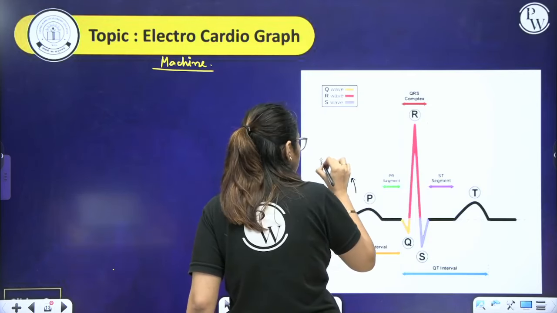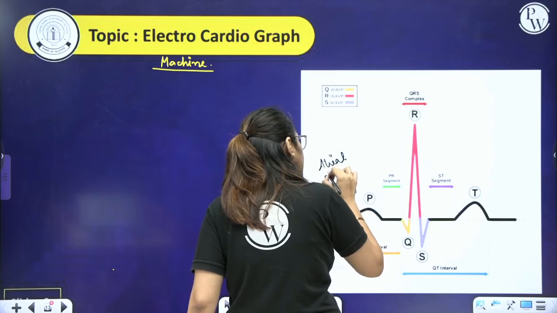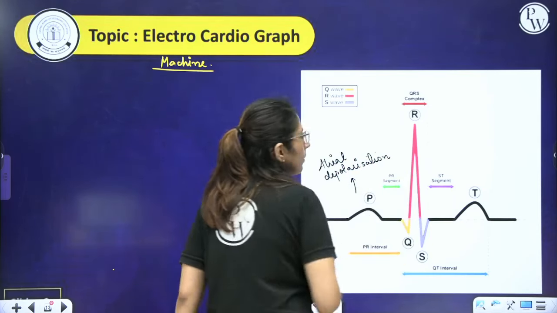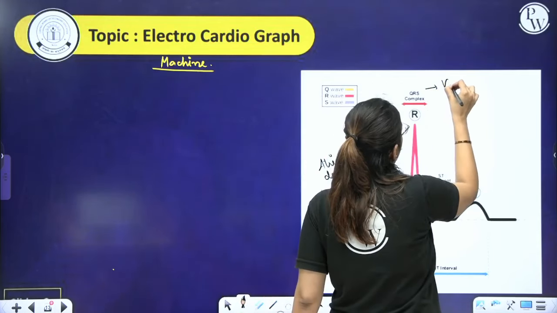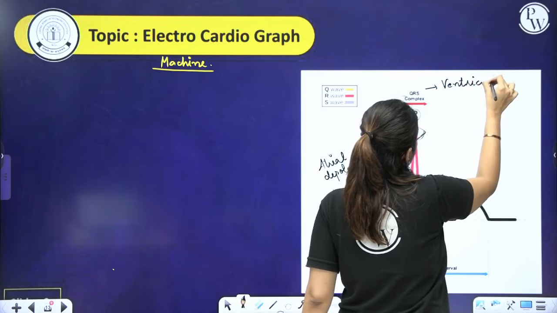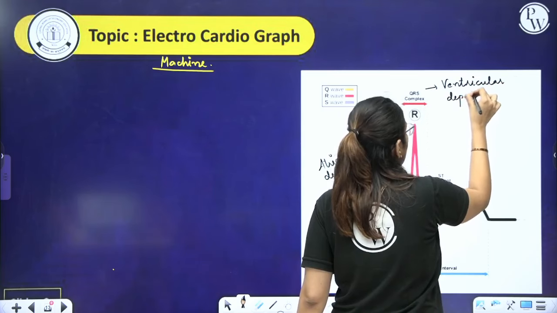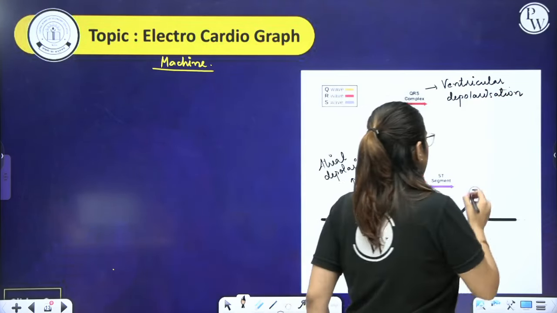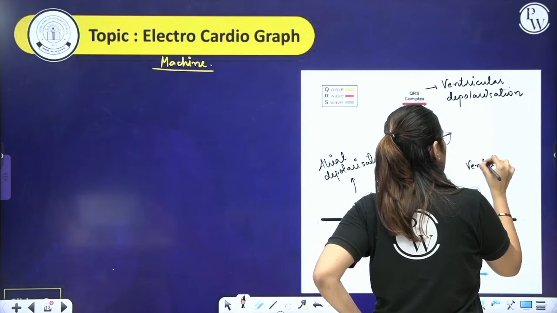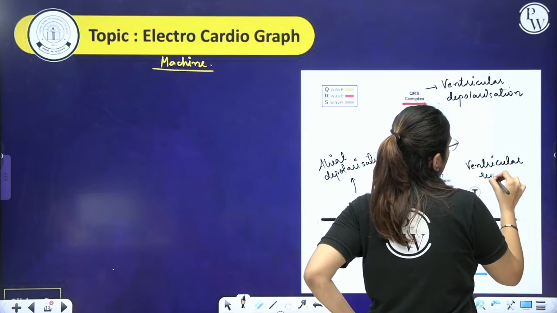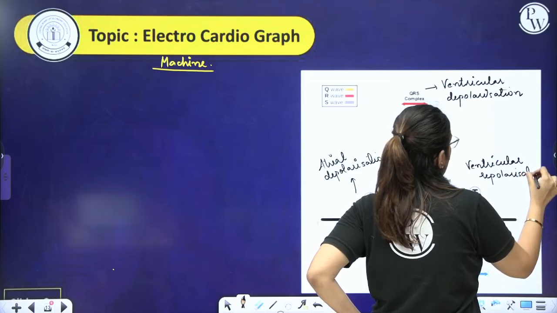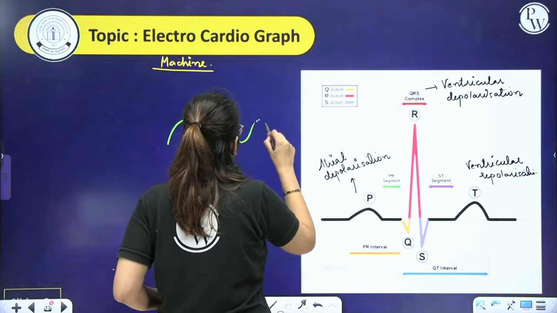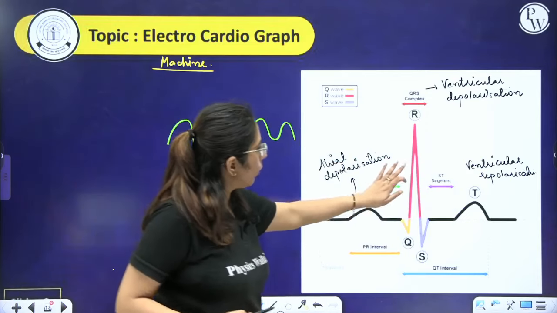The P wave is responsible for atrial depolarization. The QRS complex shows ventricular depolarization. Now, the T wave indicates ventricular repolarization. These are the waves. I'm not talking about the segments, I'm talking about the waves which are created. How does a wave look like? The wave looks like this. So I'm only talking about the P wave, the QRS wave and the T wave.